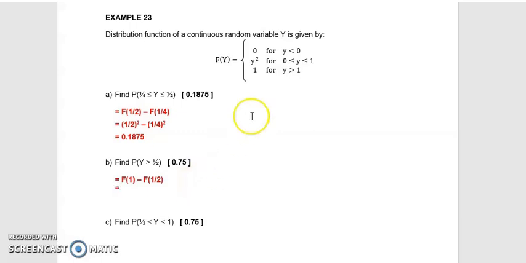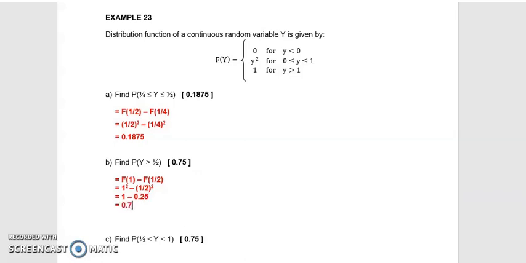Substitute 1 into this function y square. So 1 square minus F(half). 1 square is 1, half square is 0.25, so our answer is 0.75. So the probability of y more than half is 0.75.